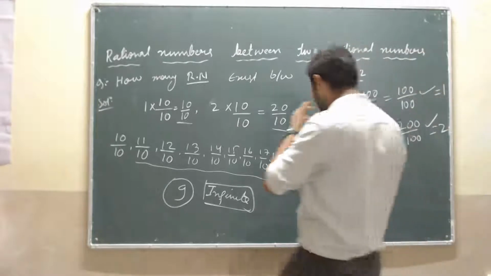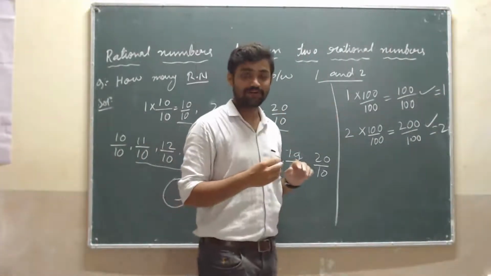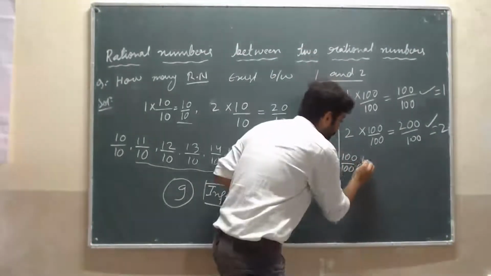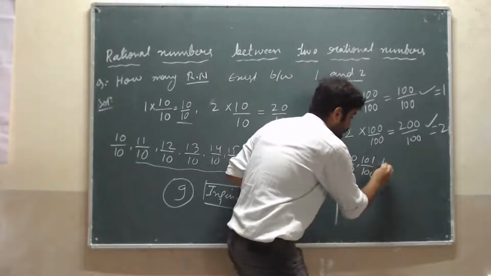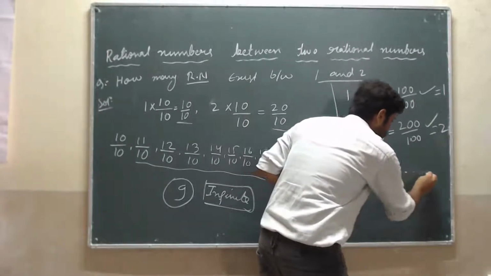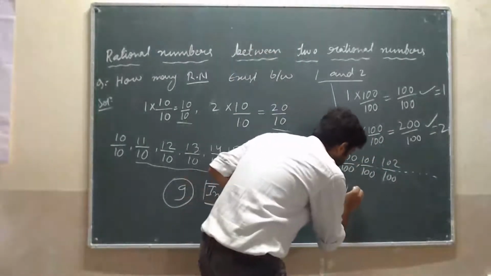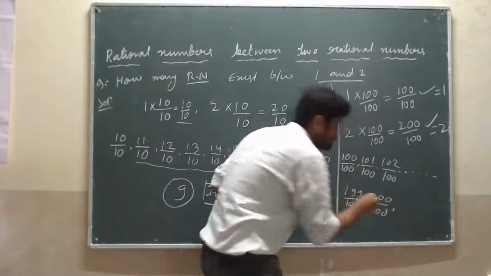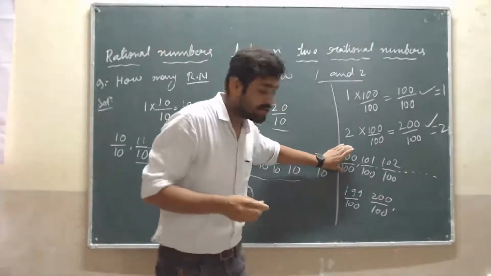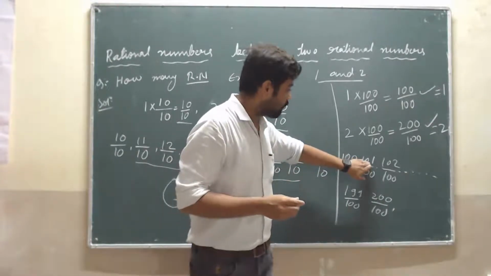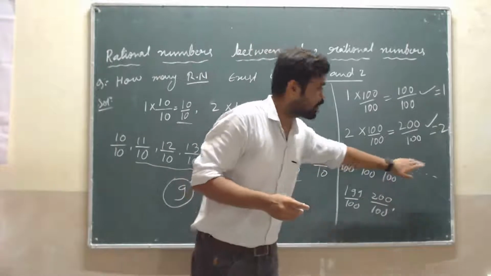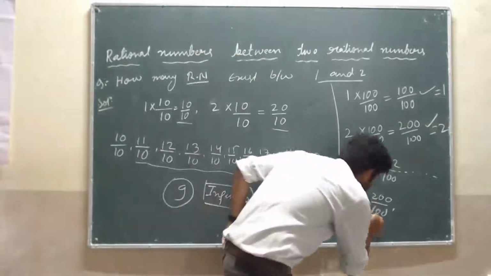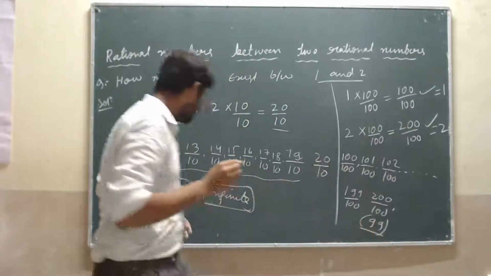These are actually equal to 1 and 2. Then find out the rational numbers between 100 by 100 and 200 by 100, that is 100 by 100, comma 101 by 100, 102 by 100, like this goes to 199 by 100, then 200 by 100. From 100 by 100, that is 1, how many rational numbers do we have here? 1, 2, up to 99. Isn't it? How many rational numbers do we have here? 99. Whether 99 is the correct answer?